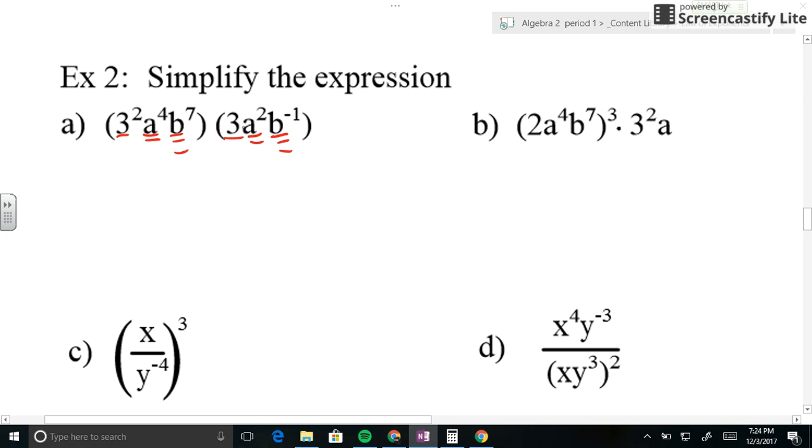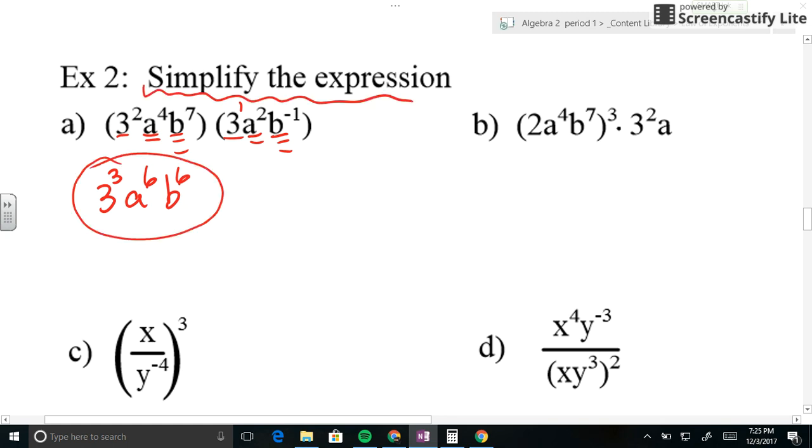So I have a 3 squared and a 3 with no exponent, so you assume it's to the first power. So we're just adding the exponents 2 plus 1, so that gives us 3 cubed. And then we have an a to the fourth and an a to the second. So when we add those exponents, we get a to the sixth. And we have a b to the seventh and a b to the negative first. When we add 7 plus negative 1, we get a 6 as well. So we have just simplified, which is all it's telling us to do, simplify the expression. We have simplified with the same base and the exponents.